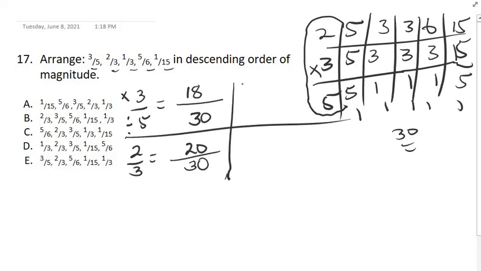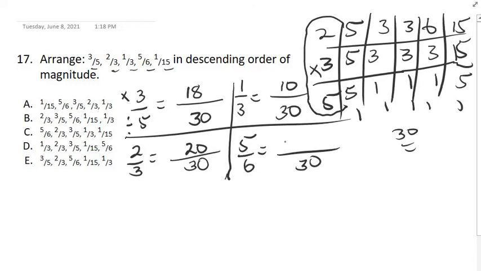The third one is 1 over 3. LCM is 30. 30 divided by 3, 10. 10 times 1, 10. The fourth one is 5 over 6. LCM is 30. 30 divided by 6, 5. 5 times 5, 25. And the last one is 1 over 15. LCM is 30. 30 divided by 15, 2. 2 times 1, 2. Now that they have a common denominator, it's easier for us to compare these fractions.